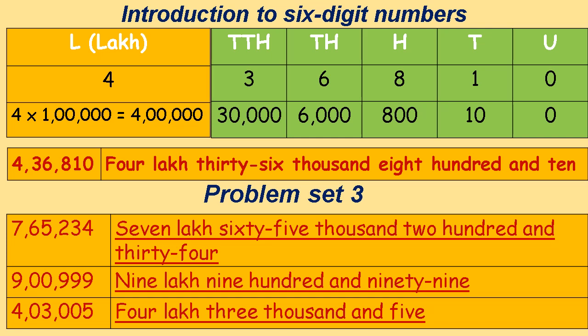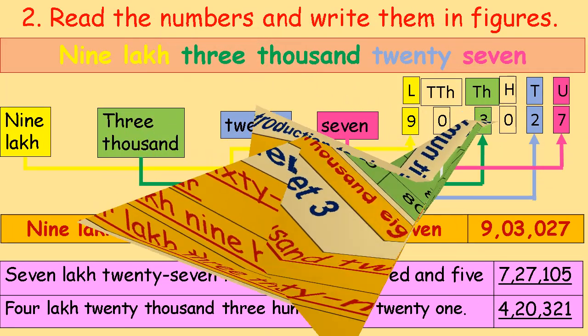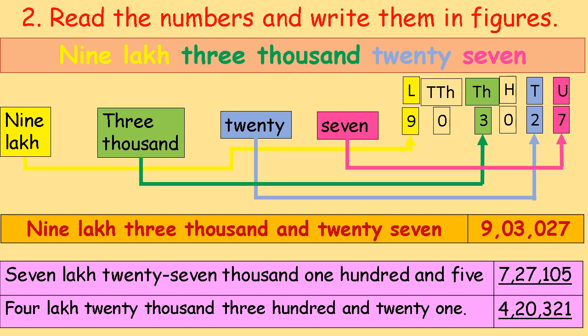In the given 6-digit number, the digit in lakhs place is 4. Therefore, its place value is 4 lakh. And the number can be read as 4,36,810. Some more examples are given in the table. Read the numbers and write them in figures.